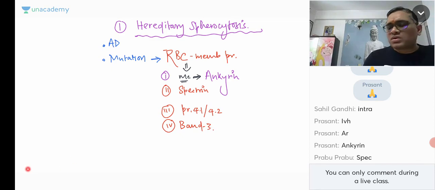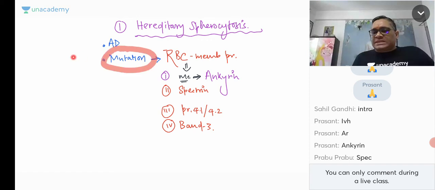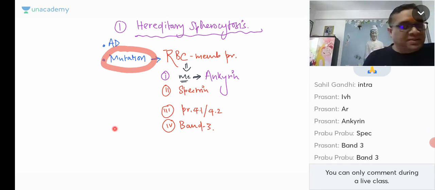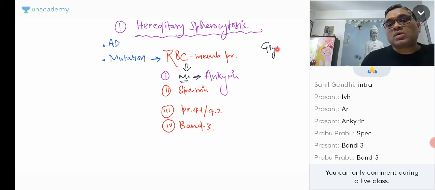My question is, out of all the membrane proteins, you can see all are written here, which is not associated with the pathogenesis of hereditary spherocytosis? Can you tell me in the comment box? No, band 3 is the third most common. So what have I not written here? One protein which I have not written here is glycophorin. So remember, this is an AIIMS question. Glycophorin is not associated with hereditary spherocytosis.